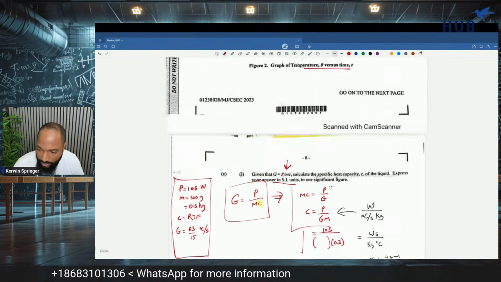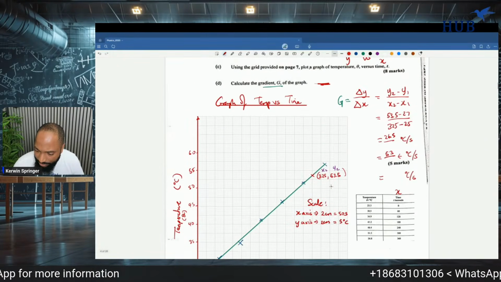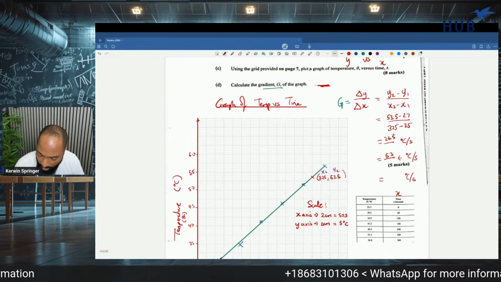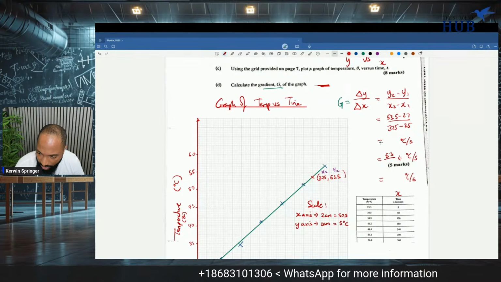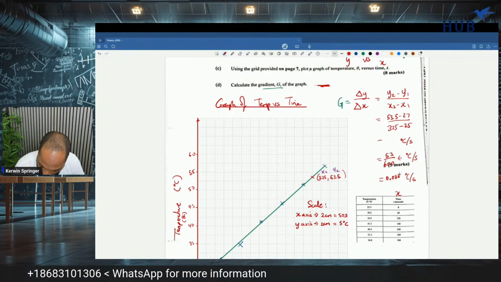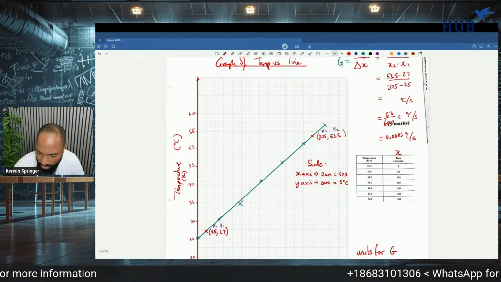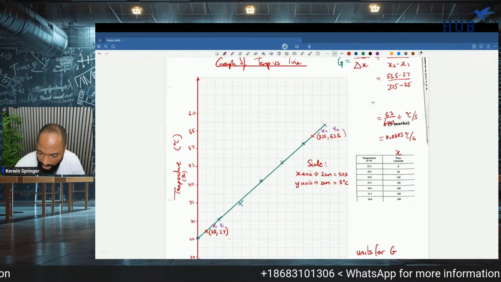So you are getting the 53 over 600. It is getting to 53 over 600, which is 0.883 degrees Celsius. So we're cooking.